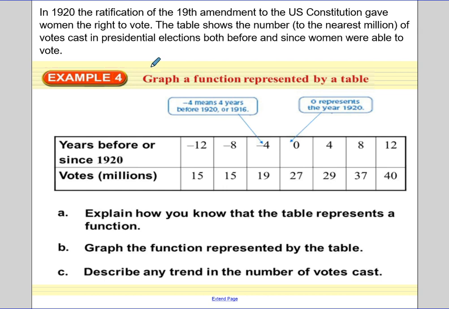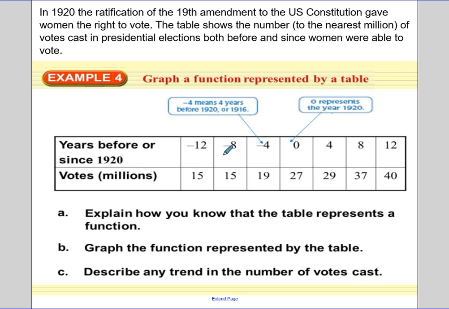All right, so our next example is going to be a word problem. So we have in 1920, the ratification of the 19th Amendment to the U.S. Constitution gave women the right to vote. The table shows the number to the nearest million of votes cast in presidential elections both before and since women were able to vote. So we are given this lovely table down here, okay? We've got our years before or since 1920, okay? And then we have the votes in millions.